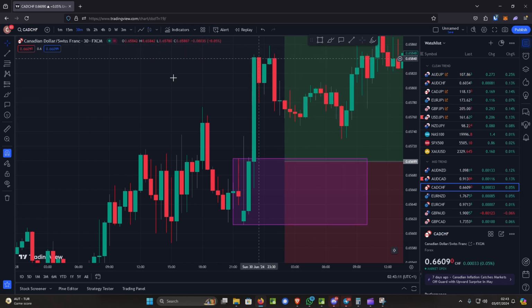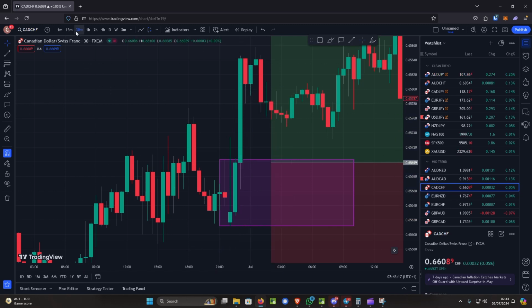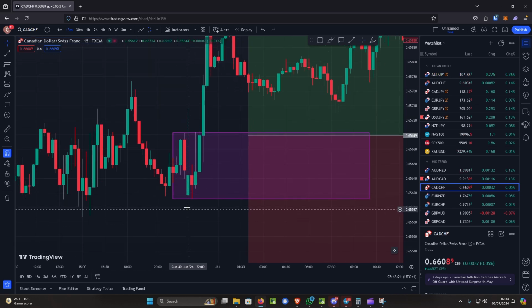So if you want to take a trade from here, it would make sense, but we can just continue to refine even more. 15 minute, is there anything? No, there's not. The last sell before the buy is here, but again, no imbalance. Let's go down to the 5 minute.